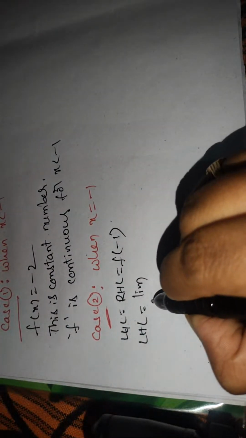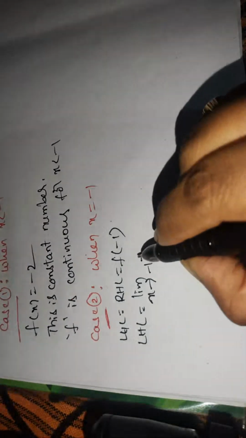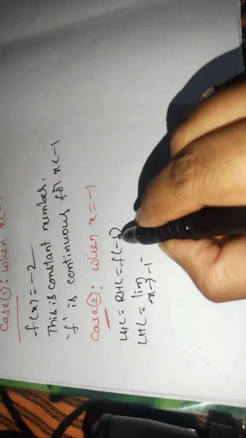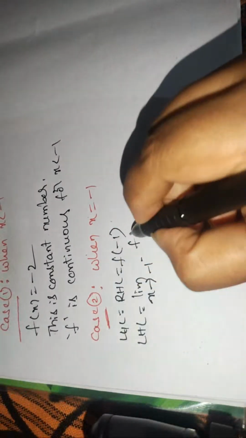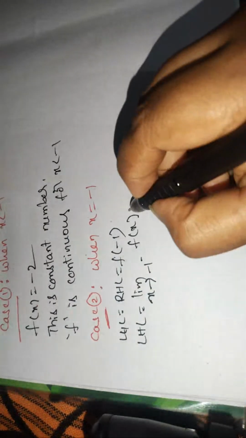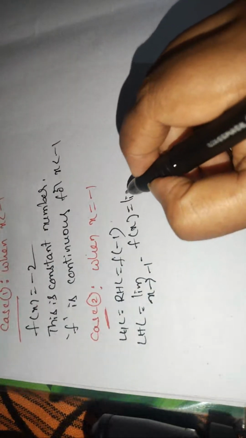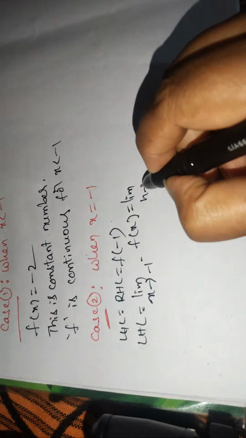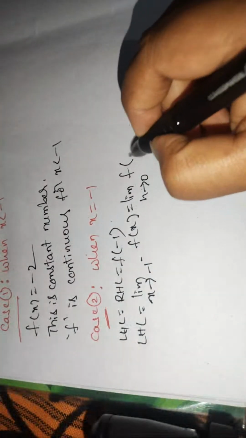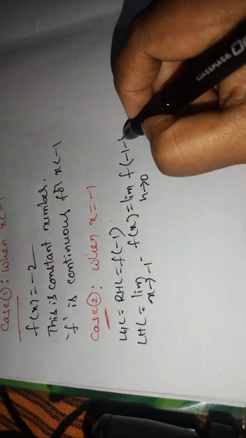Now we will solve LHL. LHL is equal to the limit x tends to minus 1 minus of f of x. We take the left-hand value of minus 1, that is, less than minus 1. Now I want to replace these values. Limit h tends to 0, f of x is replaced by minus 1 minus h.